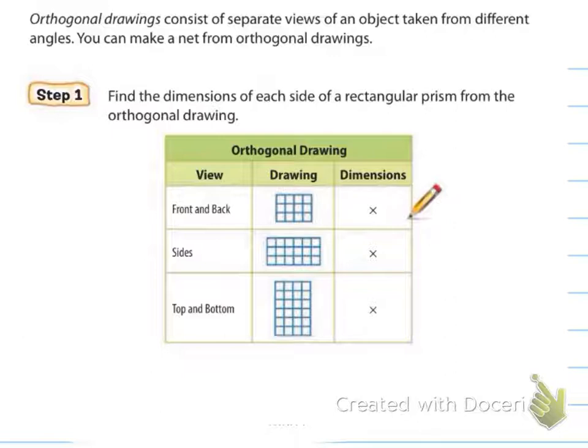So we're making a chart, and they're going to call this the ortho drawing. Great. So they're saying let's take each of the sides, and we know that we're going to be multiplying it times 2, right? Each one of these is going to be times 2. So our front, we have 4 by 3. Our side, we have 6 by 3. And then our top and bottom, we have 4 by 6. Alright, so that was step 1. We're finding the dimensions for each of the sides of a rectangular prism.